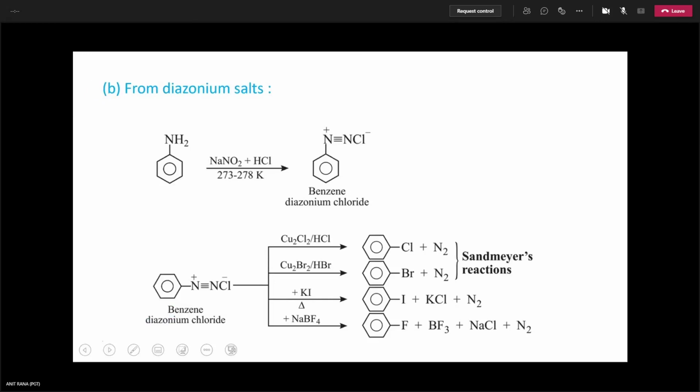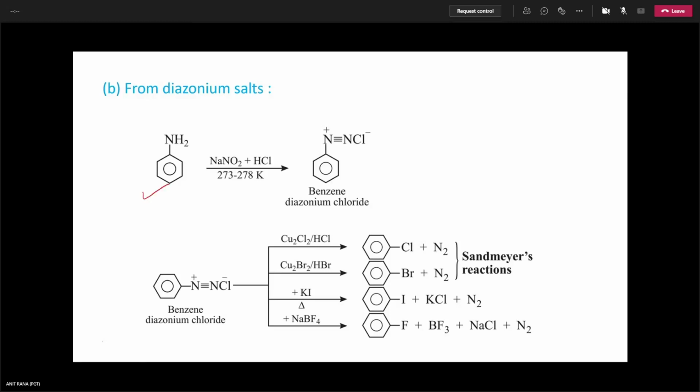See, diazonium salt is very important, very unstable, but at the same time is useful to prepare many compounds. Even many of the dyes you will see are prepared from what we call diazo compounds. They definitely give beautiful colors. So for preparing diazonium salt, we require an aniline.